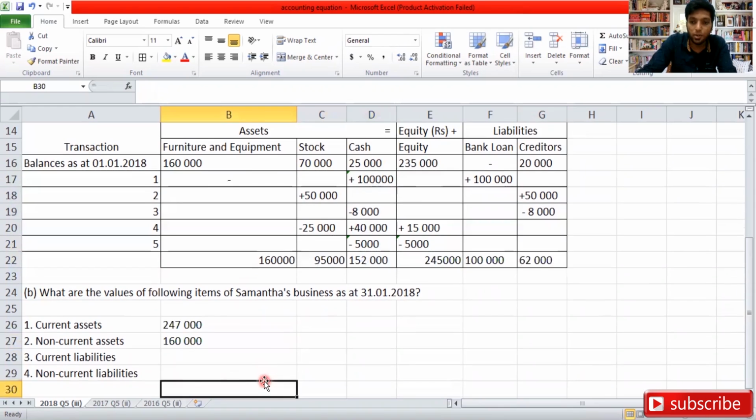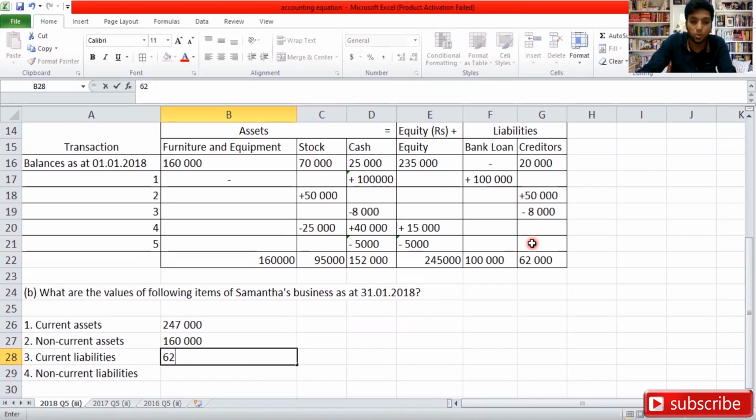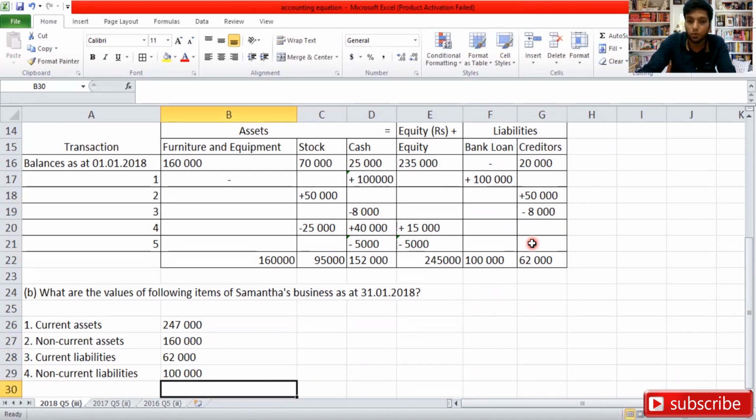247,000, and current liabilities is 62,000, because creditors are current liability. Accrued expense is also current liability, but they are not given accrued expense. You need to consider creditors as current liabilities. 62,000, and non-current liabilities is 100,000. So that's very straightforward. They are given. I hope you understood 2018. Let's move on to 2017.